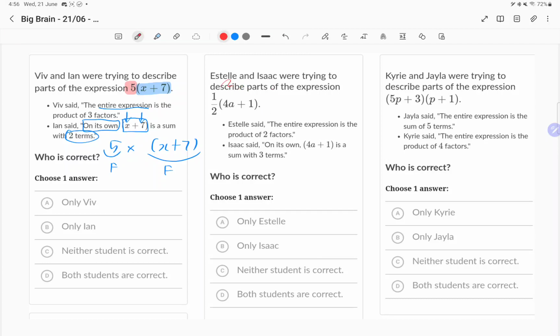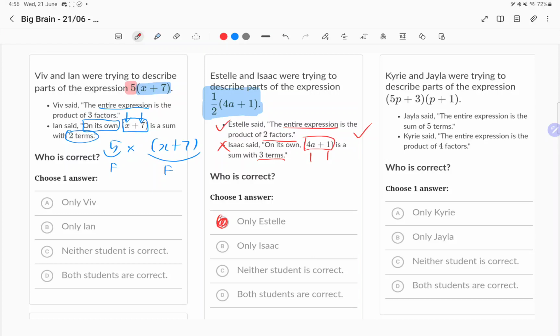So for example, this one here. Estelle said the entire expression is a product of 2 factors. Is she correct, Alvina? For this one here, the entire expression is a product of 2 factors. Is that correct? Yeah, that's correct. Good. And then Isaac said on its own 4a plus 1 is a sum with 3 terms. Is that correct? No, what should it be then? 2 terms, yes, that's right. That's 1, that's 2. So that's wrong, that's correct. So you pick only Estelle.